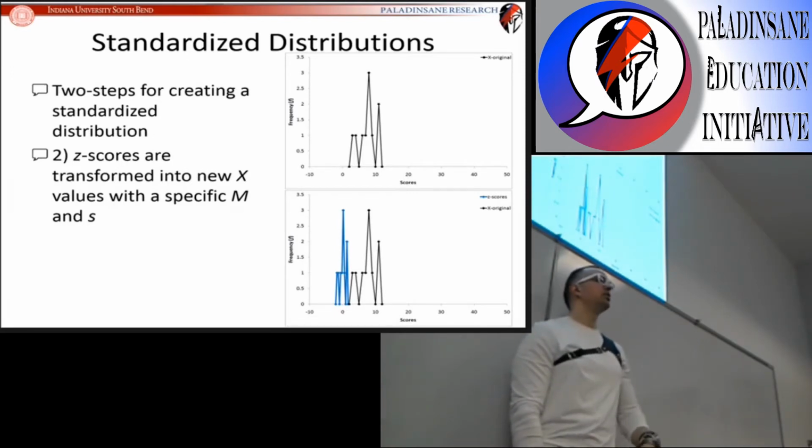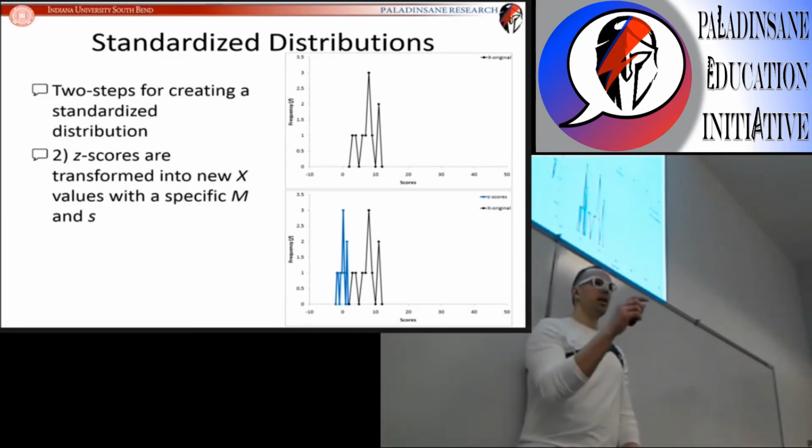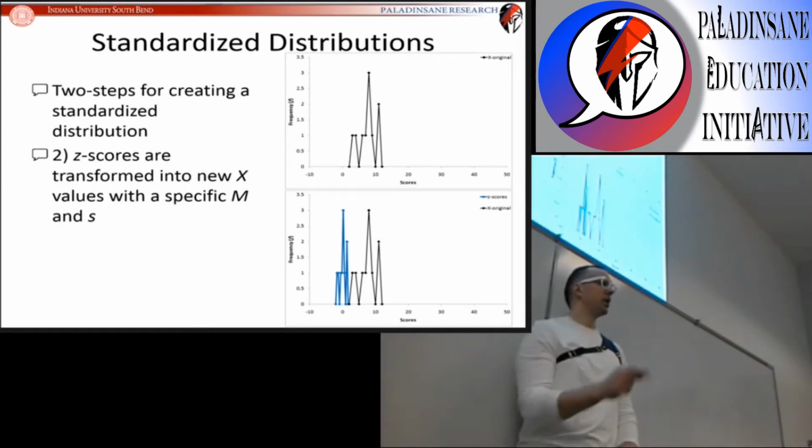You need to be told, or you need to decide, what that mean is going to be and what that standard deviation is going to be. Somebody has to tell you, make me a new distribution out of these z-scores, and I want a mean of 100 and a standard deviation of 15. And then somebody else might come in and say, make me a new distribution out of those z-scores, but I want a mean of 42 and a standard deviation of 18.5. You need to be told what the new mean and the new standard deviation are.